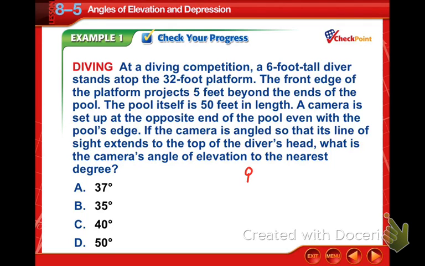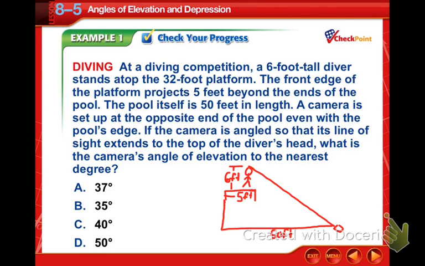Alright. So here's our diver up at the top of the little platform. We know that the platform sticks out over the edge. Let me redraw that line. Make them really towards the end here, right? So this is 5 feet here. This is 6 feet here. This is 5 feet here. And then our pool goes out like this, 50 feet. And our camera is down at the line of sight of the pool, or edge of the pool. So here's our line of sight for the camera. And then here's going to be our triangle.